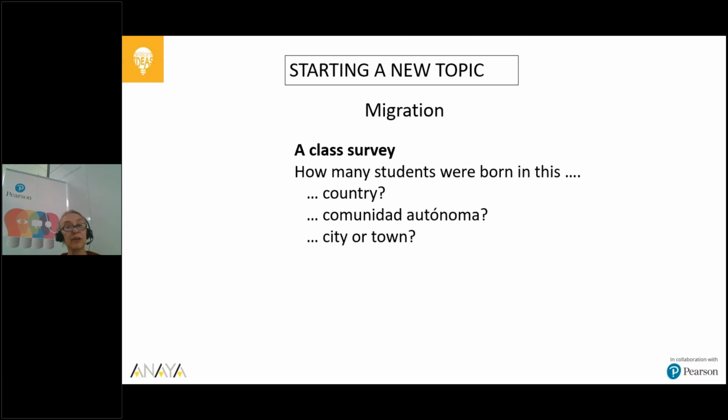Or we can extend that to parents and grandparents, and we can start to represent this information graphically, maybe with a map, putting a pin in all the different places that people have come from. We could do a bar chart looking at the numbers of people who were born in different places. Before we start introducing new complicated ideas, we can start with a hands-on HOTS activity that gets the students involved and gets those cogs turning. So I think starting a new topic is an area where HOTS activities fit in very easily.